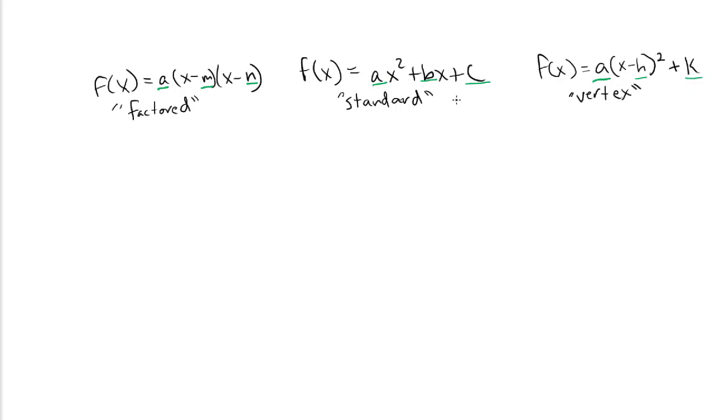We're going to start with our standard form, and as most classes do, we'll start by trying to solve for the zeros, the roots, the x-intercepts, or solutions by factoring our standard quadratic into factored form and take advantage of the zero product property to find those roots.